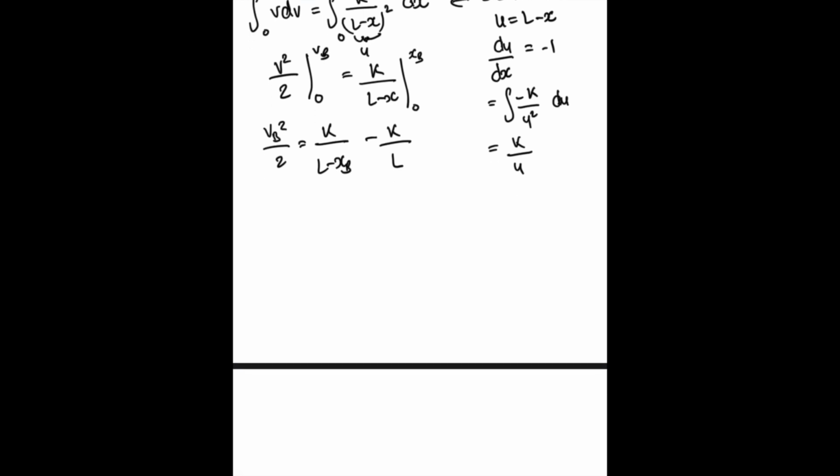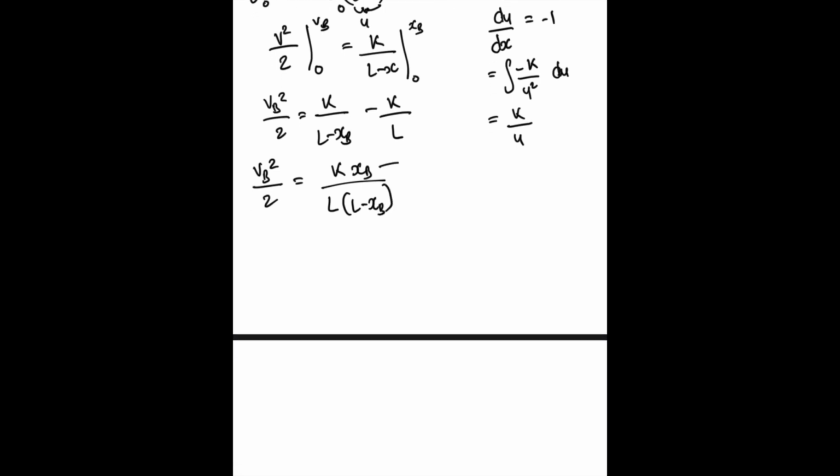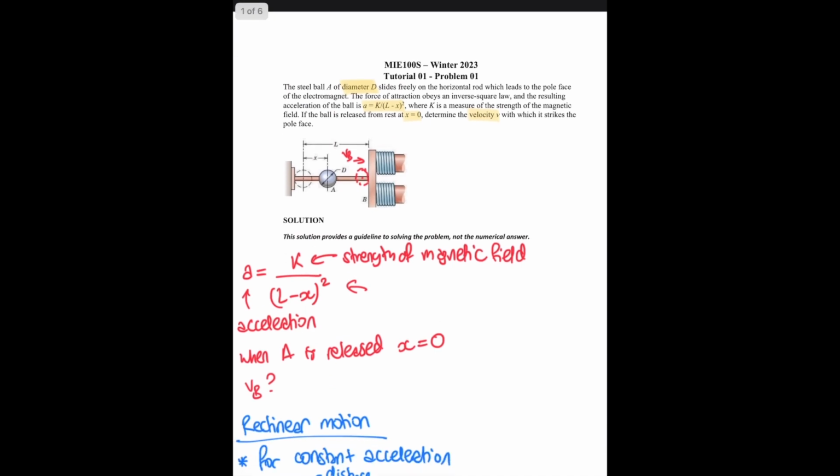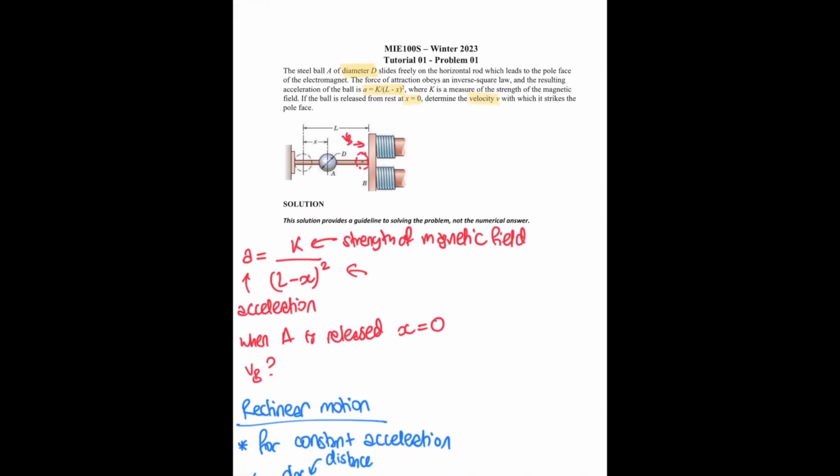Now we're gonna try to simplify this equation. So vb squared over 2 is gonna be equal to k xb over L multiplied by L minus xb. Now we want to find xb in terms of L and d, or in terms of whatever we have in our first problem. If we look back to our little diagram, we have the distance L, but we want to actually find the distance xb, which is this distance over here, from our initial position to our final position.